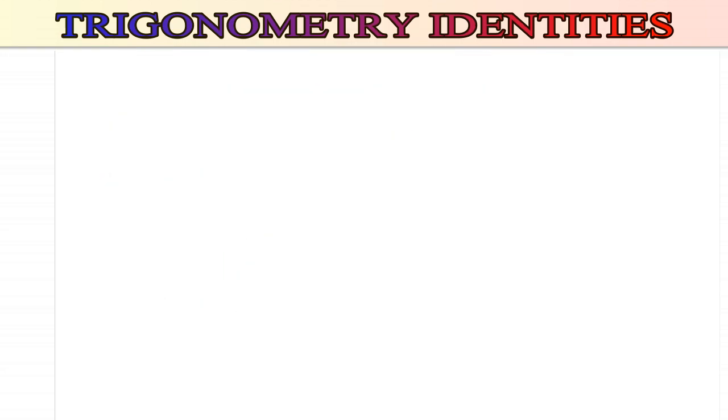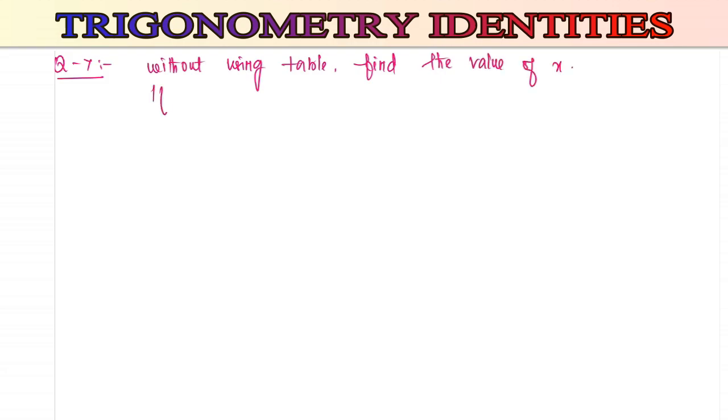Okay, next, question number 7. Without using tables, we need to find the value of x. Find the value of x if cos 40 degree plus x is equal to sin 30 degree. We have here cos 40 degree plus x is equal to sin 30 degree.